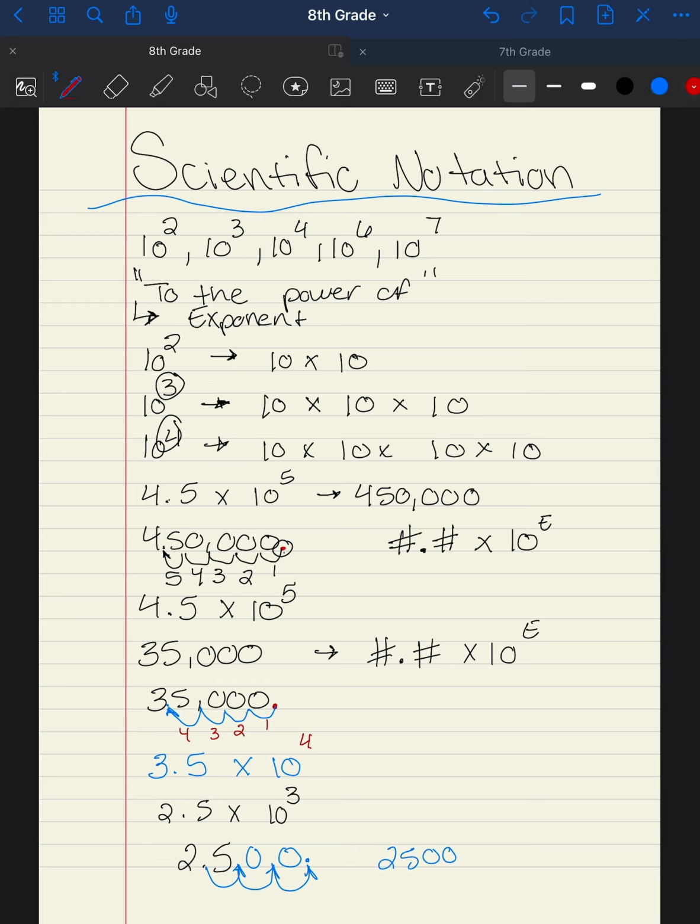Let's double check our work. Let's say our original decimal was right here. Let's count how many times we have to move it to get 2.5. 1, 2, 3. Does that make sense? Yes, it does. So, we know our original number was 2,500.